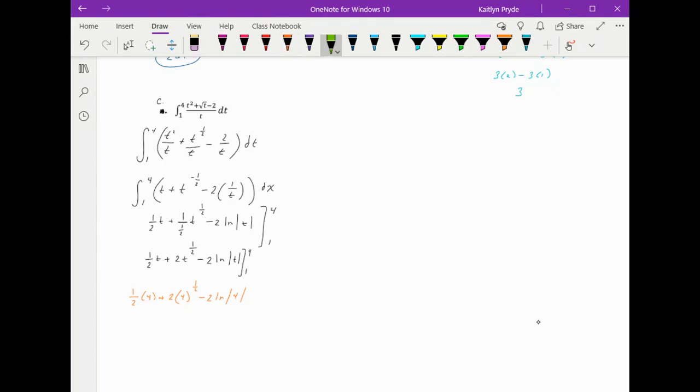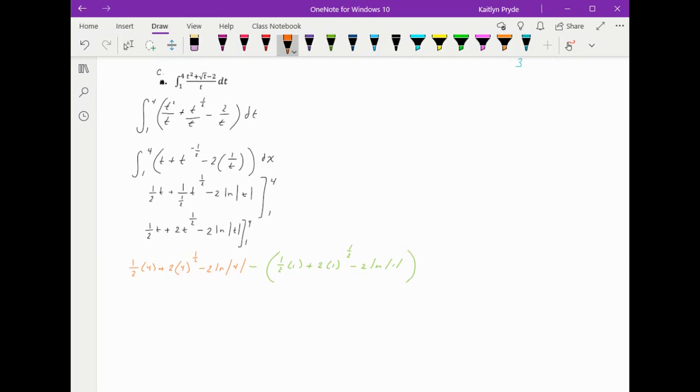And then here we're going to subtract what we get when I plug a 1 in as t, so it's 1/2 times 1 plus 2 times 1 to the 1/2 minus 2 ln of the absolute value of 1. Again, we'll talk about what that is, but I don't technically need the absolute value there because I know the absolute value of 1 is just 1. Okay, so now if I evaluate, 1/2 times 4 is going to be a 2.